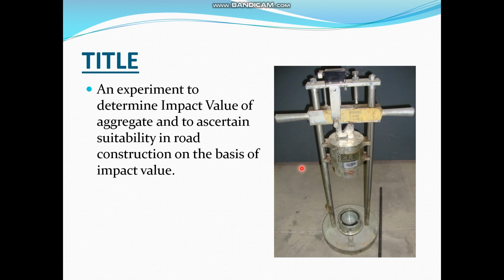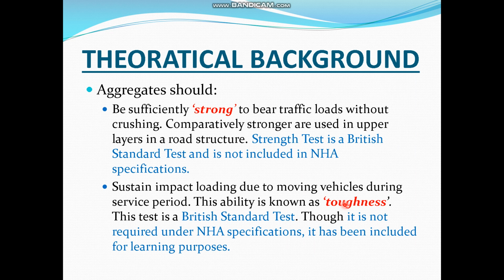Why is this test done? It is done to see the resistance of your aggregate to impact loads. That is why a hammering effect is simulated on the aggregate. There are 4 quality criteria of the aggregate which are determined. The toughness criteria is determined by the impact value test that we are performing and discussing right now.